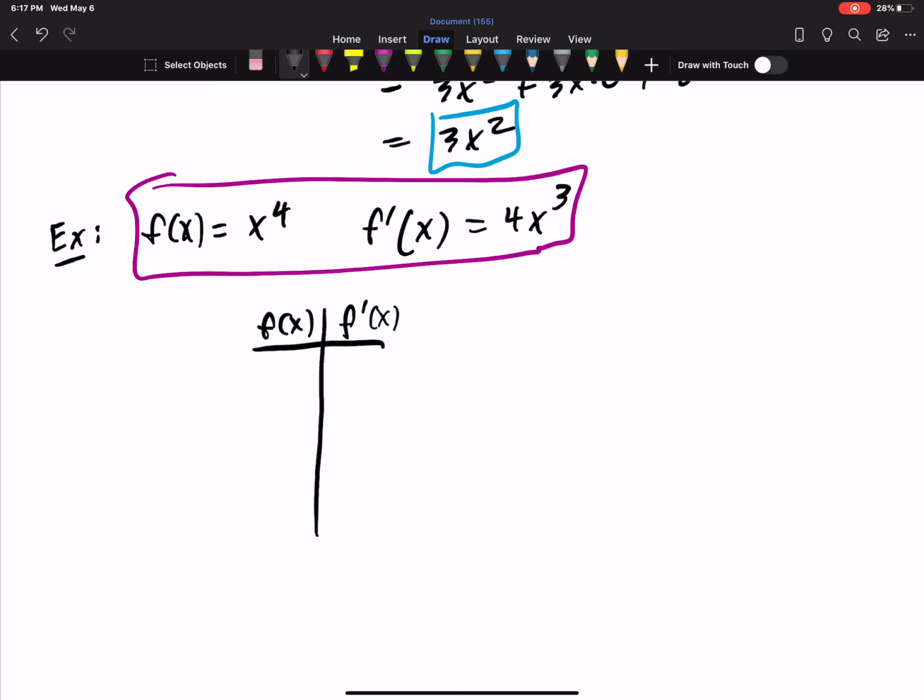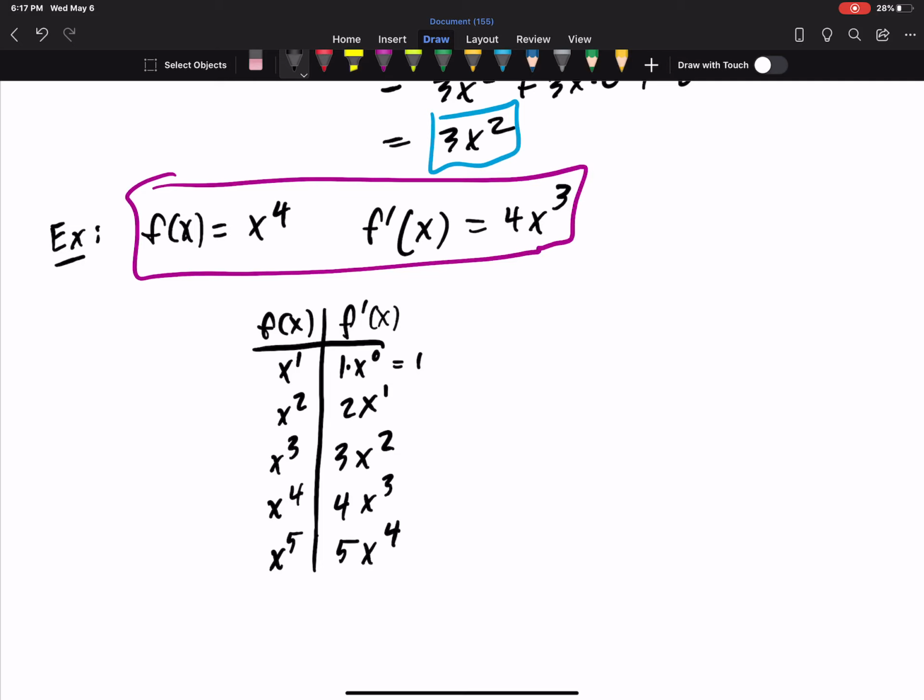So the derivative of x to the first was 1 times x to the 0th, which is just equal to 1. All right. X squared we found was 2x to the first. X cubed is the same thing. Derives to be 3x squared. X to the fourth is 4x to the third. And then if we wanted to do x to the fifth as well, that would actually come out to be 5x to the fourth if you used your limit definition of the derivative.